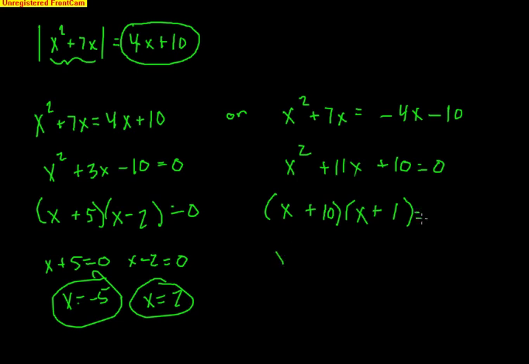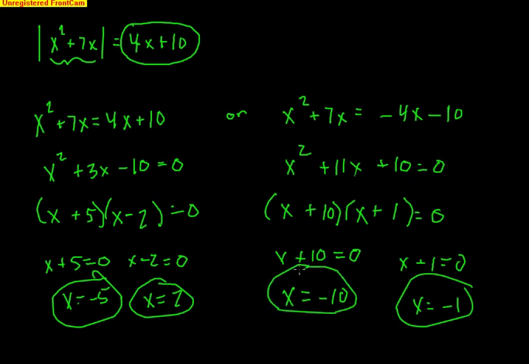So one of these values must be 0. x plus 10 could be 0, and x plus 1 could be 0. Subtract the 10, I get x equals negative 10. Subtract the 1, I get x equals negative 1. So I end up with 4 solutions to that particular problem. All right, so there we go. That's our absolute values. We're going to practice that in class or try them on the worksheet.